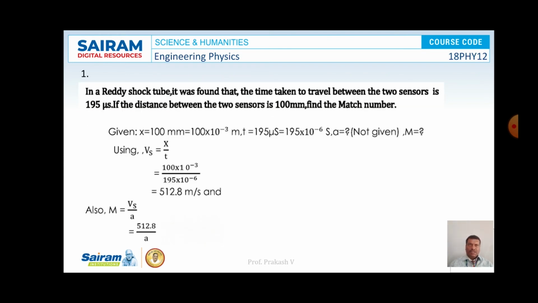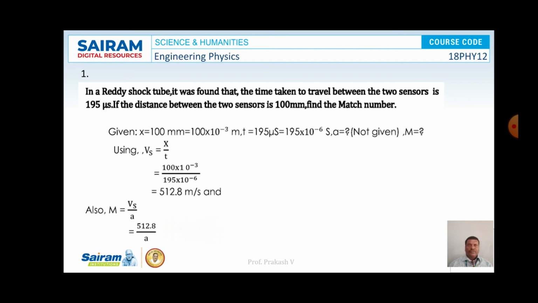Now let us look at a problem. In a Reddy shock tube, it was found that the time taken to travel between two sensors is 195 microseconds. If the distance between the two pressure sensors is 100 mm, find the Mach number. Here the given data is x = 100 mm or 100 × 10^-3 m, and t = 195 microseconds, and the value of the speed of sound, a, is not given. So if we are asked to calculate M, what to do?